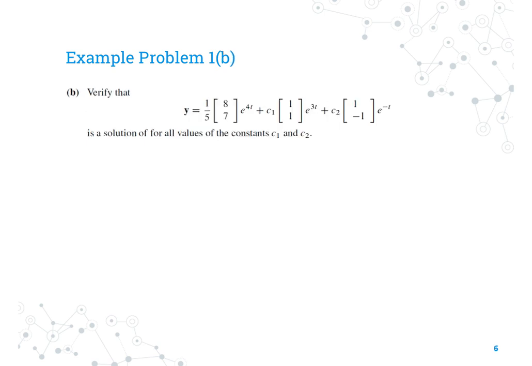For example problem 1b, we want to verify that the given equation for y, where we have 1/5 times the column matrix 8, 7 times e to the 4t, plus c1 times the column matrix 1, 1, e to the 3t, plus c2 times the column matrix 1, negative 1, e to the negative t, is a solution for all values of the constants c1 and c2. In this case, we have a couple of options. The first one is we could differentiate and see if that equals A times y plus f, or we can use y prime equals Ay plus f to multiply A by all of y and add f to it and see if we end up back with y prime.